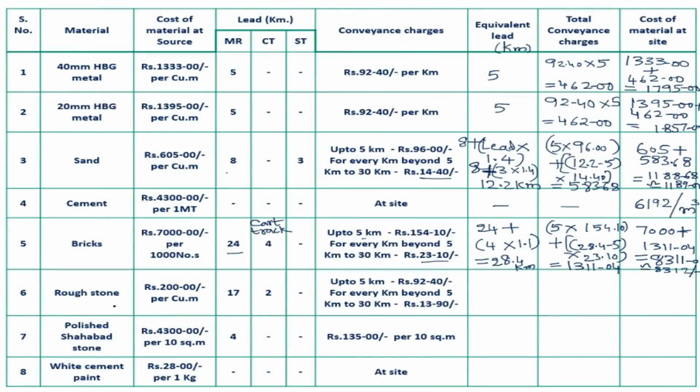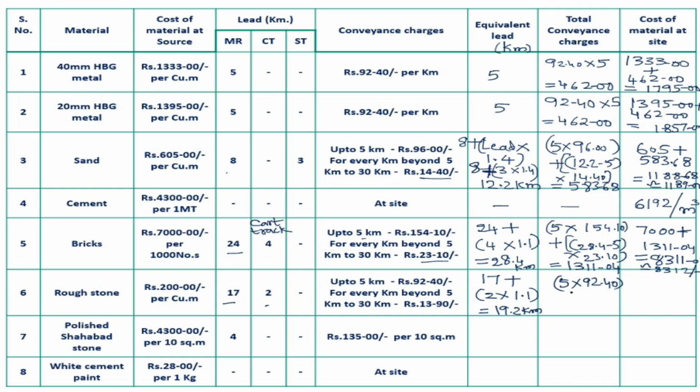Next one is rough stone. Rough stone cost at source is 200 rupees per cubic meter. Metal road distance is 17 kilometers. Cart track is 2 kilometers. To find the equivalent lead, 17 plus 2 is the cart track distance. So we have to take the 1.1 factor, 10% increment, which is equal to 19.2 kilometers.